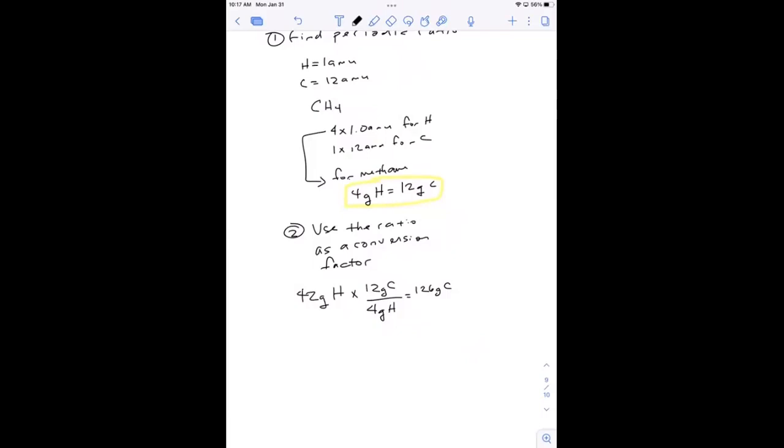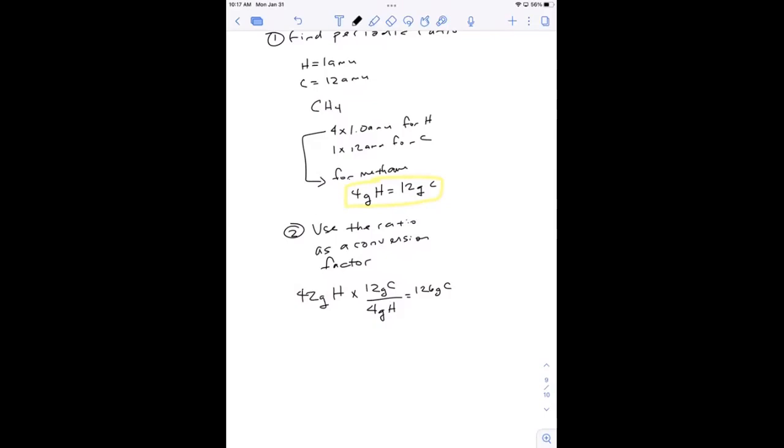But what won't change is how we find that ratio, which is we use the periodic table to get the atomic masses, and then we use those atomic masses to show the proportion between one atom and another atom in that compound. Does that make sense? Any questions about that?